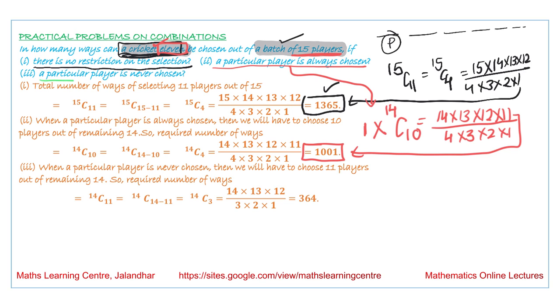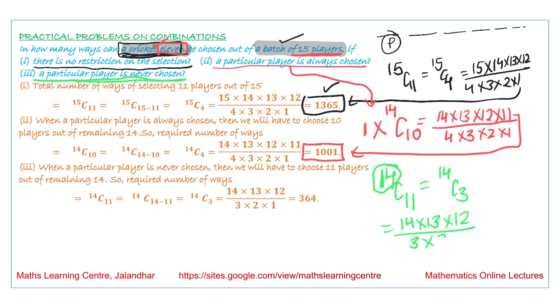Next, the third case we are having is, a particular player is never chosen. If a particular player is never chosen, it means now we have total number of players left, out of which we have to choose 11 players. It is 15 minus 1, 14. So the answer we will have is 14C3. This is equal to 14 into 13 into 12 divided by 3 into 2 into 1, and the value for this is 364. So we have a total of 364 options in this case.